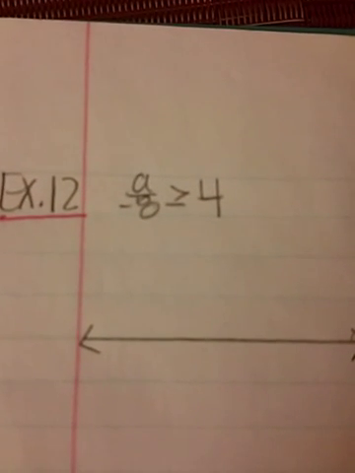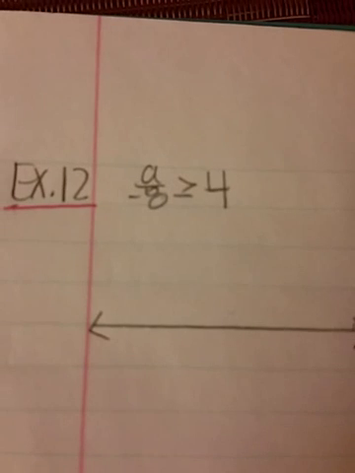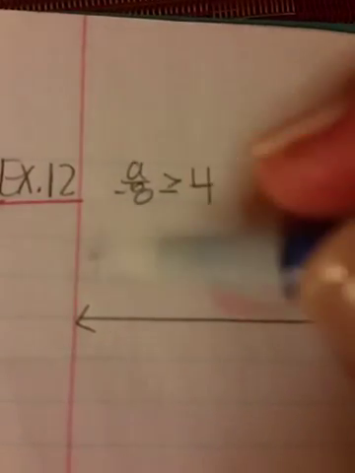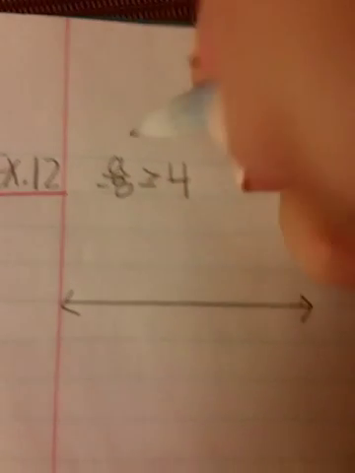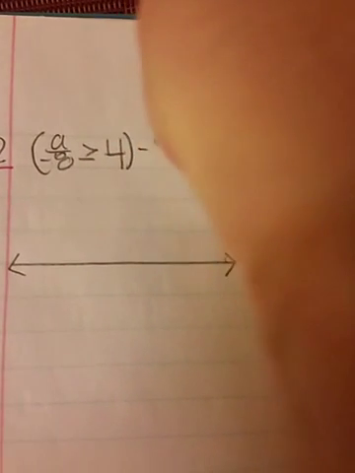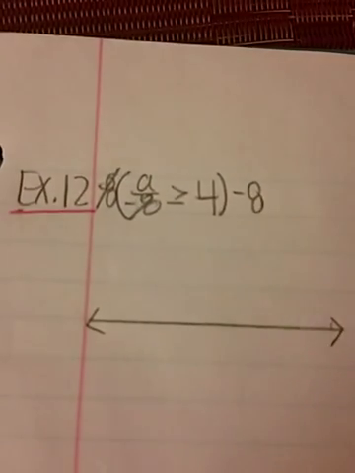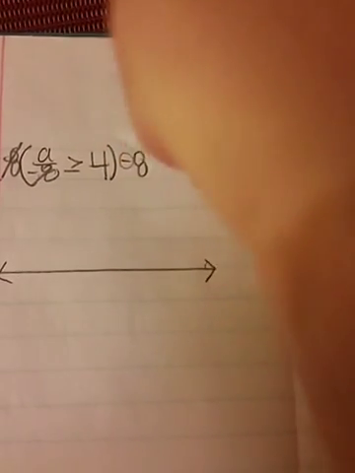Last one. I have a over negative 8 is greater than or equal to 4. Right? This is a negative number. Multiply both sides by negative 8. Negative 8's cancel each other out. I multiplied both sides by a negative. I have to flip my sign. A is less than or equal to negative 32.